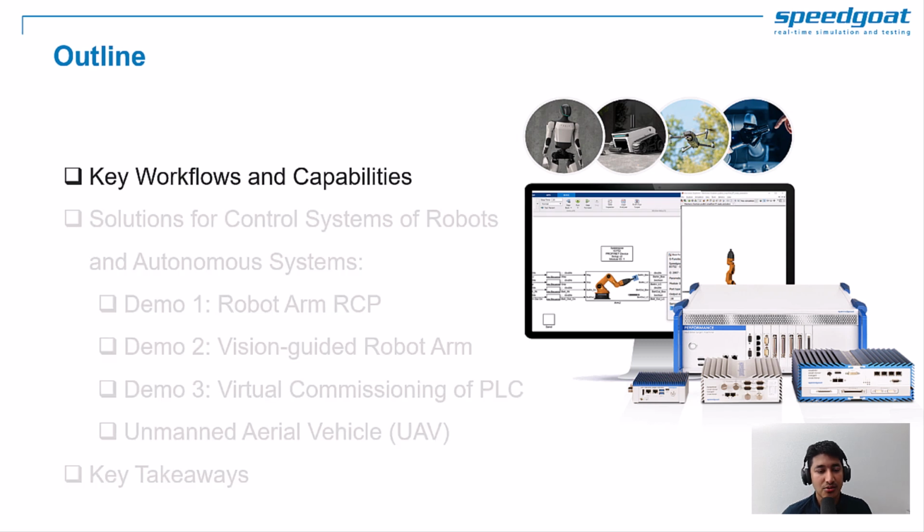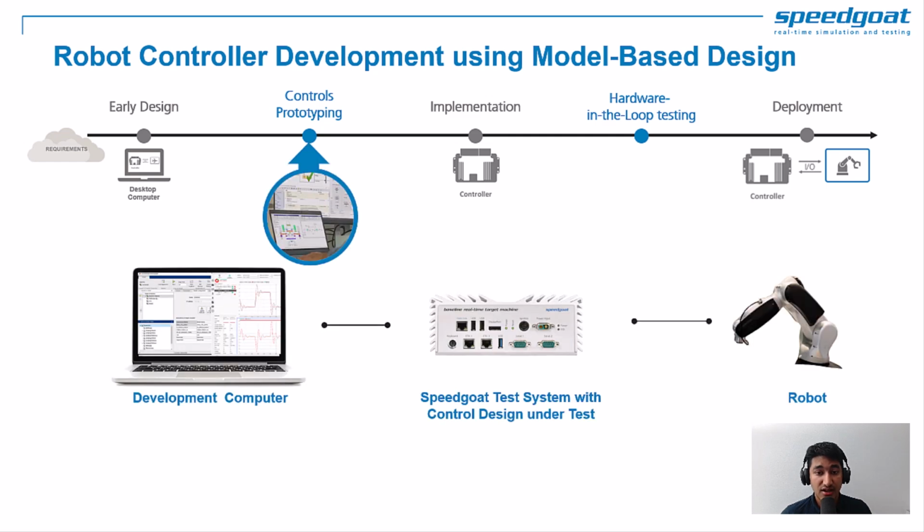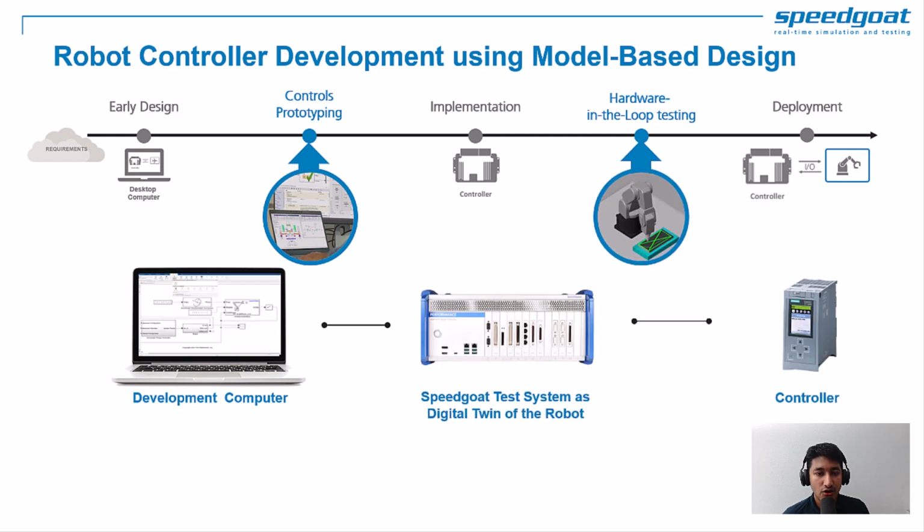So let's get started with the key workflows and capabilities. As said before, engineers are using model-based design approaches to prototype, control designs, and test the controllers. Using Simulink and SpeedGoat, you can test your controllers end-to-end, from requirements to validation and deployment. Under control design prototyping, you design the controls on Simulink, deploy to the SpeedGoat test system, which acts as a controller prototype for the robot. For hardware-in-the-loop testing, you create robot models in Simulink and deploy to the SpeedGoat test system, which acts as a digital twin of the robot to test the controller.